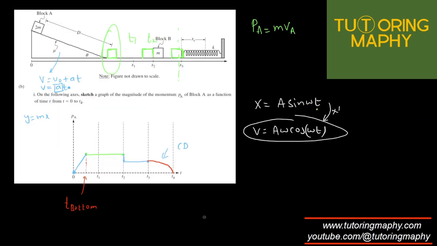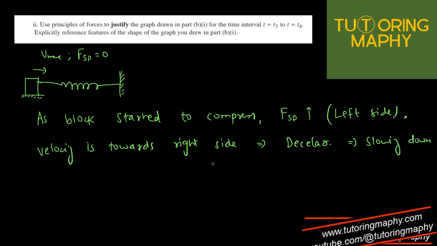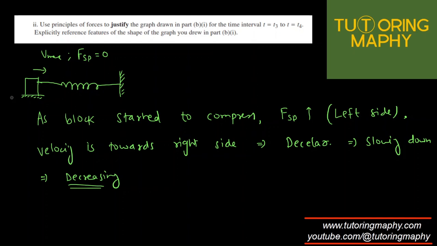So this justifies the shape: why it is coming down, why it's not going up. It is coming down because of the continuous force acting in the opposite direction, so it is slowing down. That's why the graph is decreasing in nature. So this is the first aspect of it.